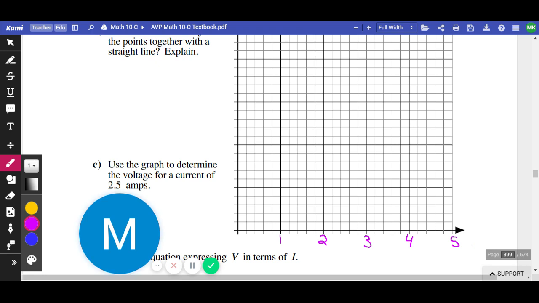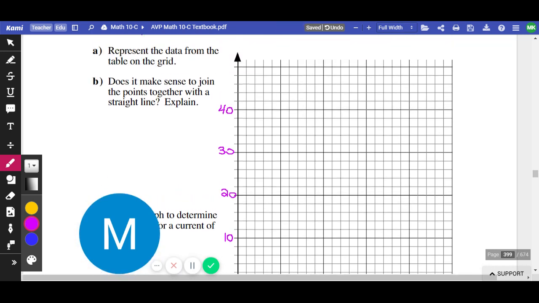Every 2: 2, 4, 6, 8, 10. 2, 4, 6, 8, 20. 2, 4, 6, 8, 30. 2, 4, 6, 8, 40. And the top one would be 50. Right? So just be aware that the scales don't have to go by 1. Like every line doesn't have to count as one thing. Always check your scale when you're looking at a question on a test.